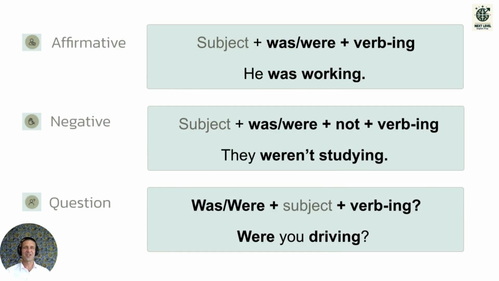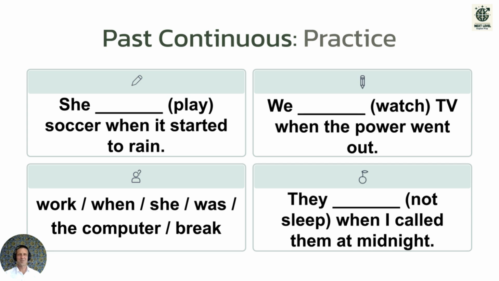Let's build the structure. For positive sentences, we use the subject plus was or were plus verb-ing, like he was working. So for the negative sentences, we just add not. They weren't studying. And for the question, as usual, we flip it around. Were you driving? Notice that was, were, and the ing form are always together. That's your pattern. Time to practice.